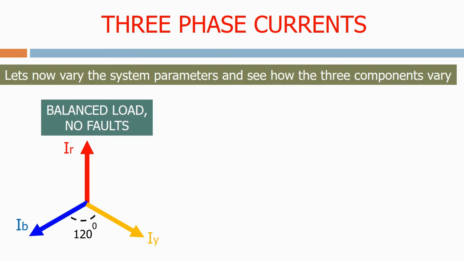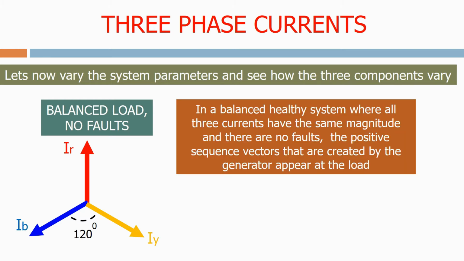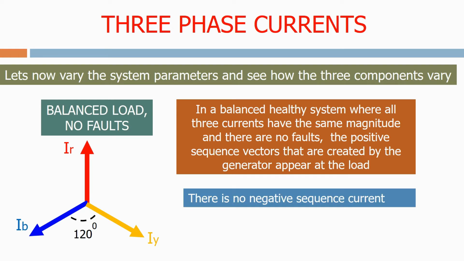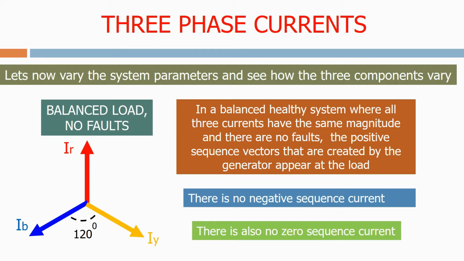Firstly, we have a balanced load with no faults. In a balanced healthy system, where all three currents have the same magnitude and there are no faults, the positive sequence vectors that are created by the generator appear at the load. There is no negative sequence current. There is also no zero sequence current.